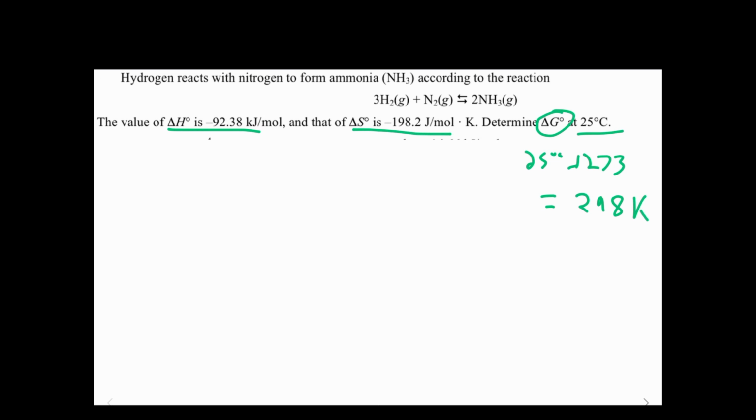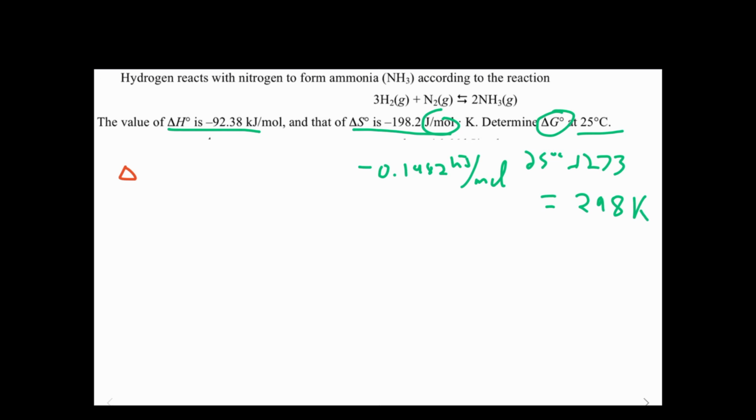So now let's look at our equation. But there's one more thing I see. Entropy is in joules, and we know that delta G is in kilojoules per mole. So we need to change that to kilojoules. We're now going to make that negative 0.1982 kilojoules per mole. Alright, finally, now we can look at our equation.